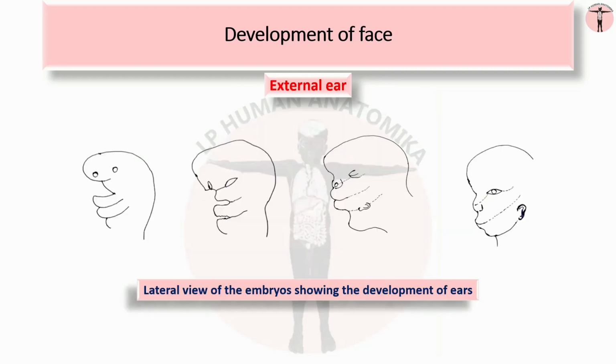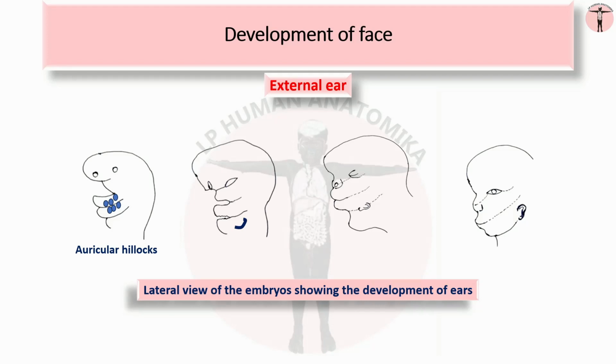By the end of the fifth week, with respect to the development of the external ear, six auricular hillocs, or mesenchymal swellings, three on each side of the first pharyngeal cleft, that is on the mandibular and hyoid arches, are formed. These are the primordia of the auricle derived from the mesenchymal swellings. The swellings fuse and give rise to the external ear.